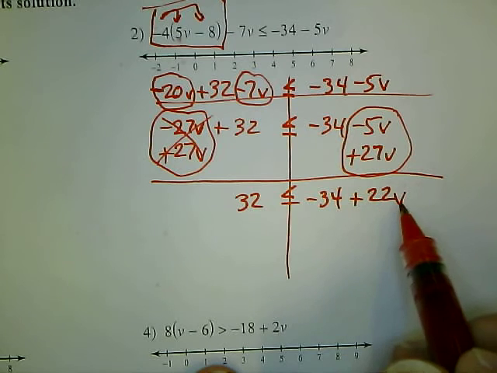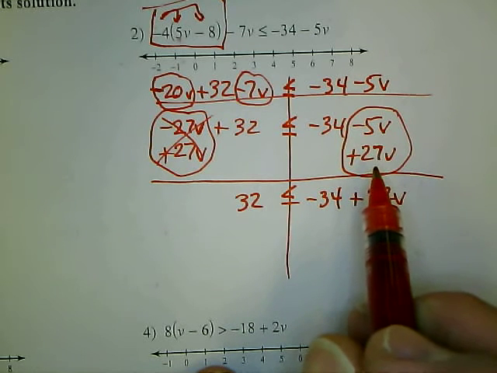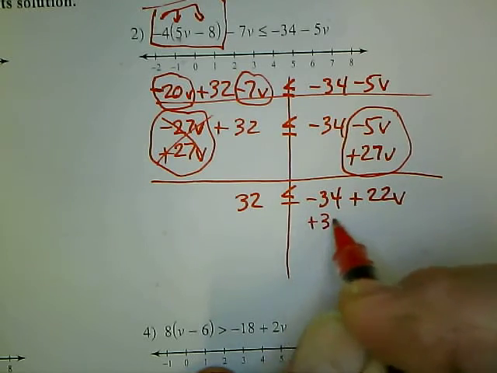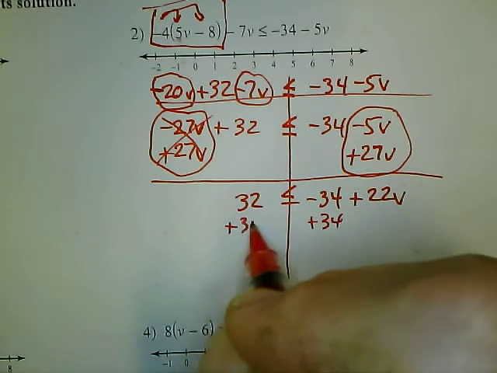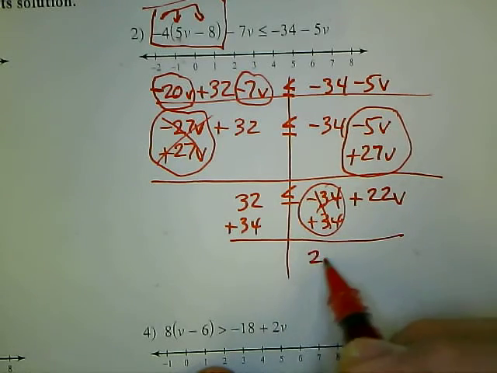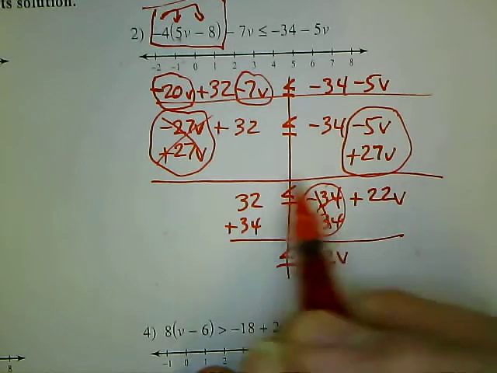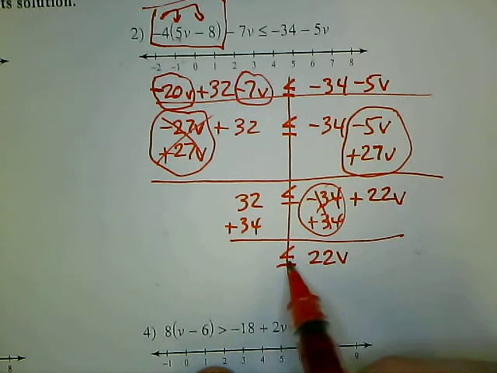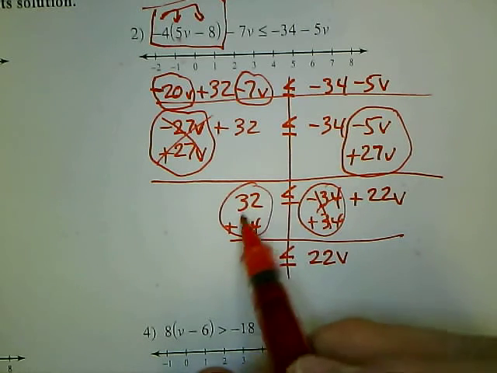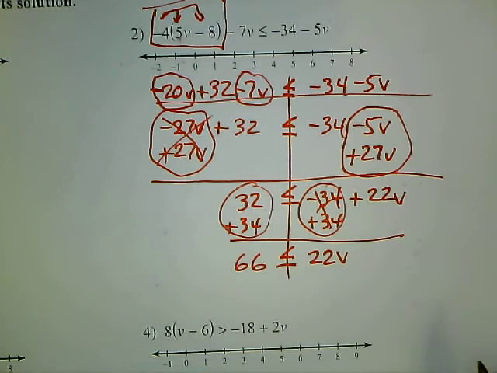We need to get rid of what's added or subtracted to the variable. Well, the 22 is attached, so that's not it. But if we cover the 22 up, we can see we have negative 34 plus that v. So we're going to add 34 to both sides of the equation. Opposite operations are gone. Our 22v comes down. Our sign is still there. No matter if we add or subtract, nothing changes until the very last step, whether we're going to flip this or not. So 32 plus 34 is 66.